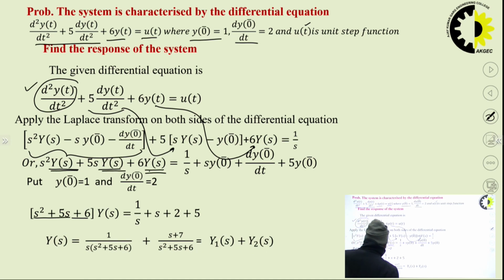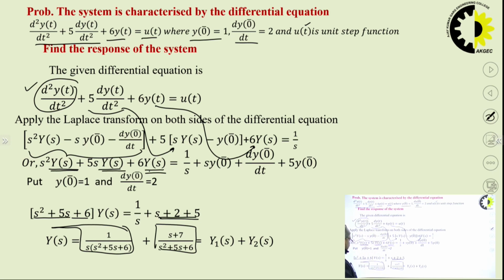So, look here, what is this? And what is this? 1/s is the input, and these are the initial conditions. So what I have done is just divide the expression of Y(s) into two terms: an expression involving the input and an expression involving the initial conditions. Say this is Y1(s) and this is Y2(s).